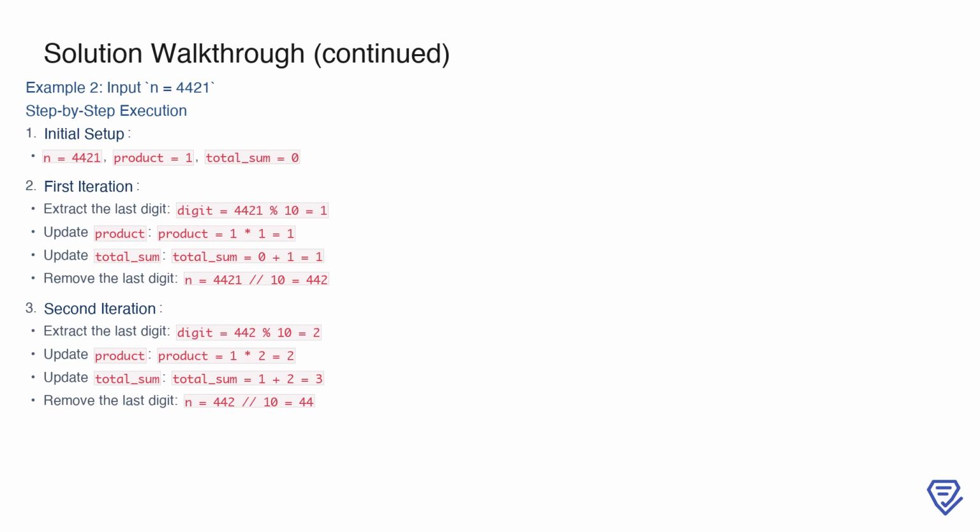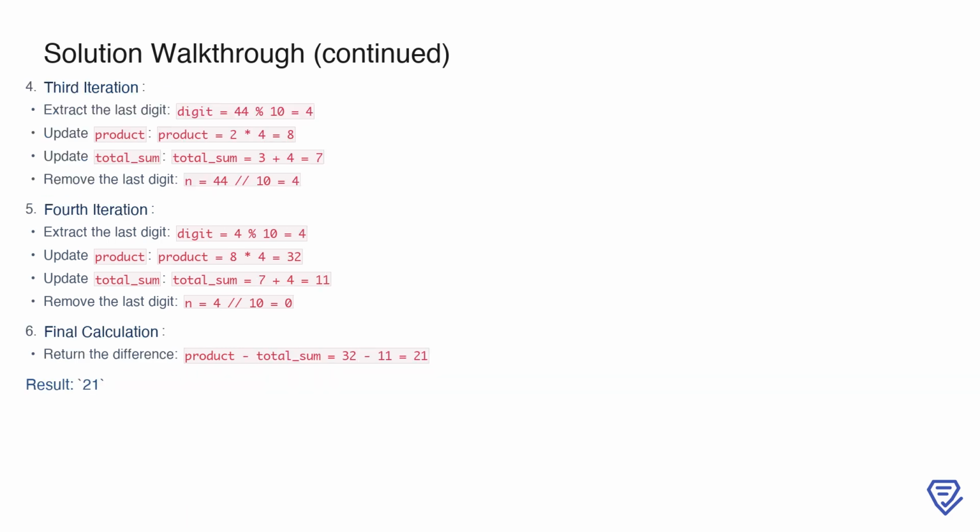In the second iteration, the last digit is 2. After extracting it, the product becomes 1*2 equals 2, and the total sum updates to 1 plus 2 equals 3. Removing this digit reduces n to 44. In the third iteration, the last digit is now 4. We extract it and calculate the product as 2*4 equals 8. The total sum is updated to 3 plus 4 equals 7, and removing the digit reduces n to 4.